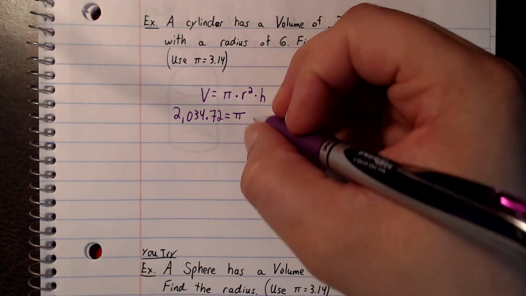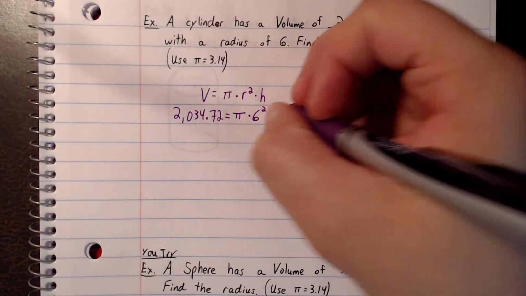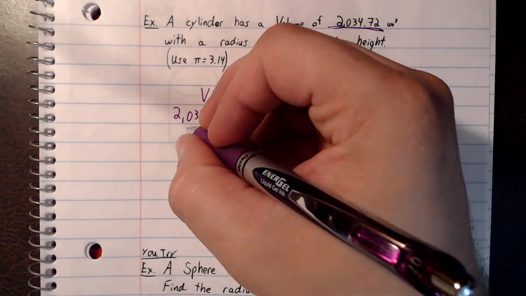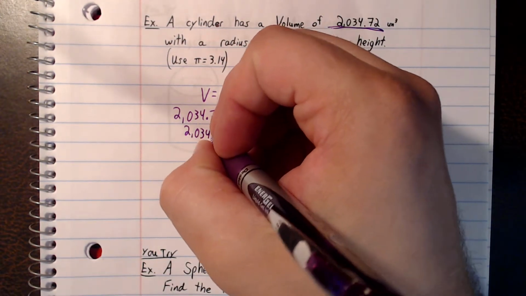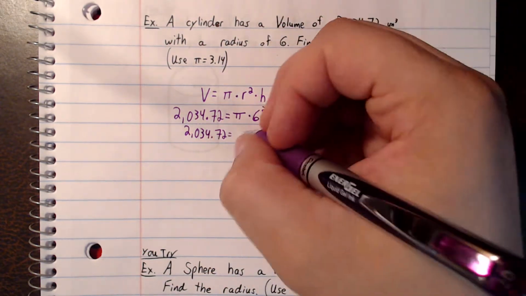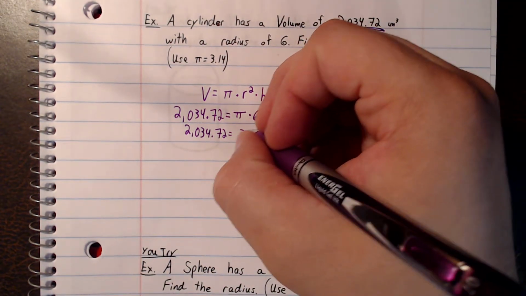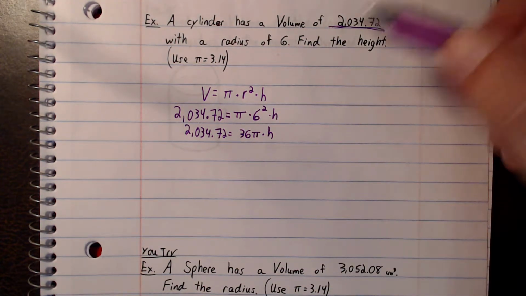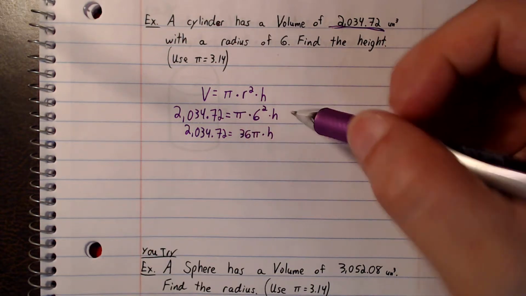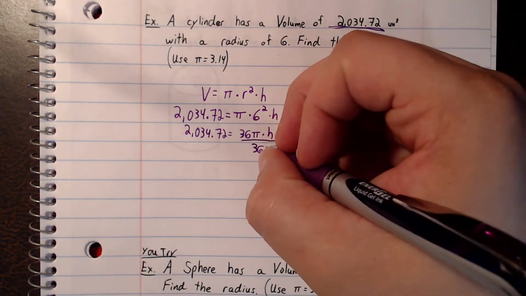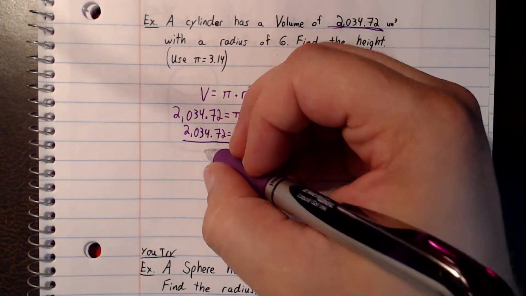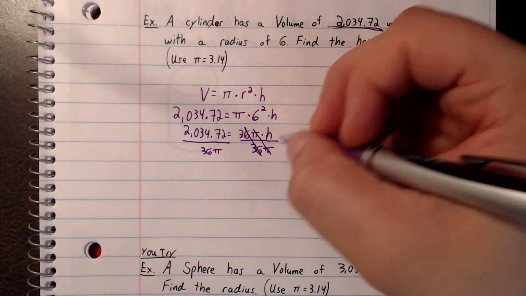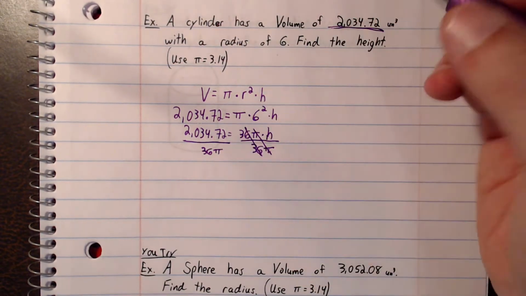Radius, they tell us, is 6. And the height is the thing that we're trying to find. Alright, so let's see. 2034.72. 6 squared is 36 pi times height. Okay, so if I get rid of this 36 pi by division, I can do the same thing on this side, and I'll be left with plain old height. And that's whatever height is equal to.